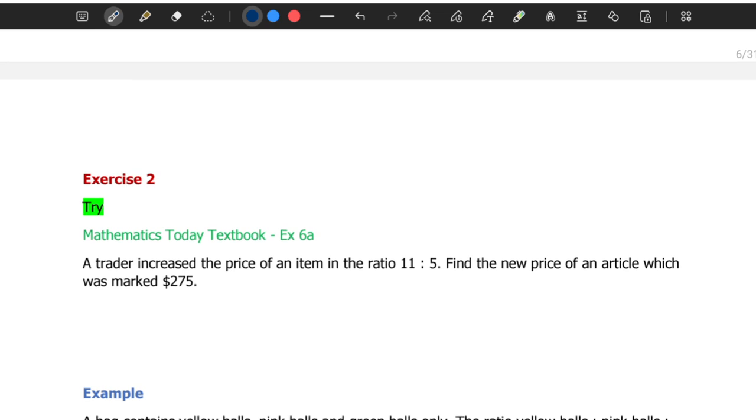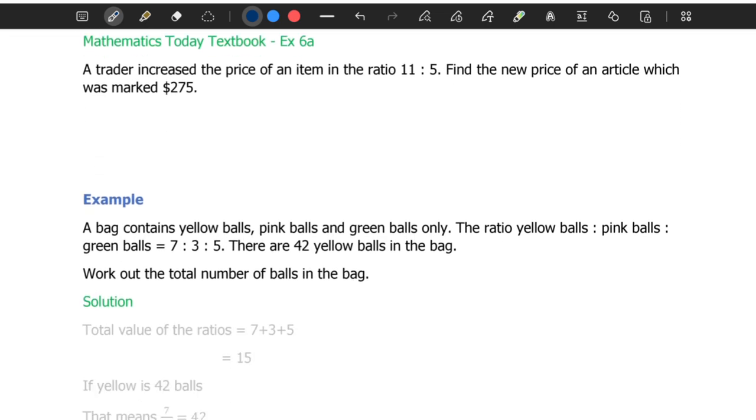So you can try this exercise, which says a trader increased the price of an item in the ratio 11:5. Find the new price of an article which was marked at $275.